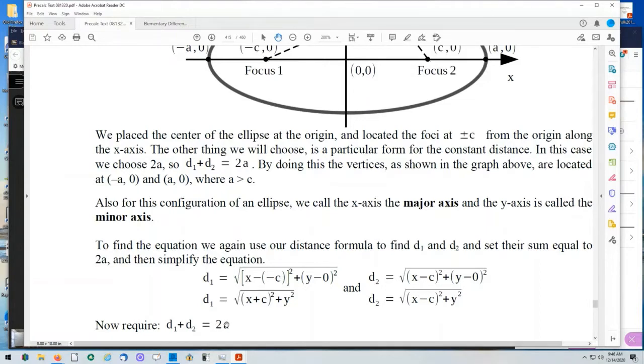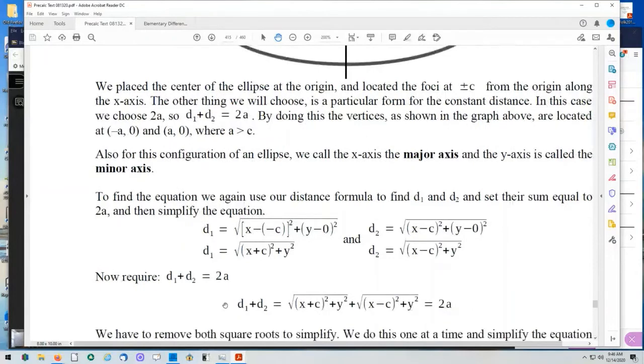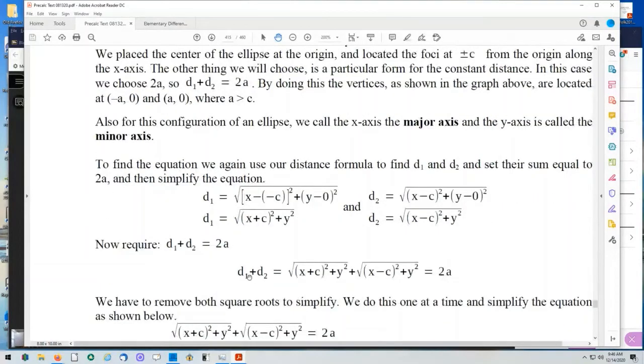This was just an arbitrary thing. It's still a constant. A is a constant, but by putting a 2 in front of it, your final form is going to work out nicely. So here I take my distance 1 plus distance 2, that plus that, is equal to 2a.